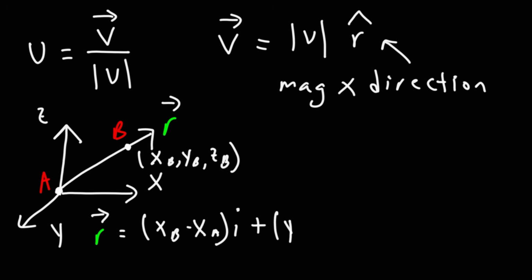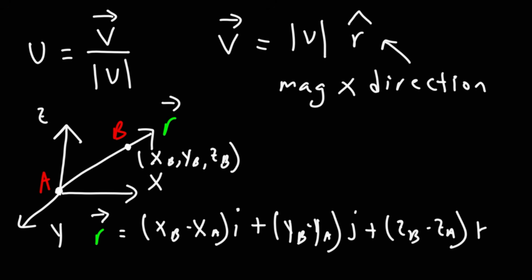And then this is going to be YB minus YA, which if A is the origin, YA is just 0. And this is times unit vector J. And then this is going to be ZB minus ZA times unit vector K. So this is Rx i, and then this is Ry j, and this is Rz k.